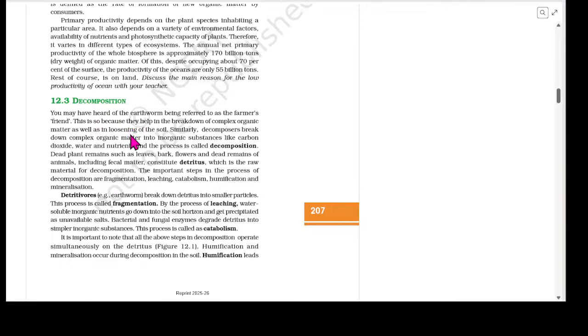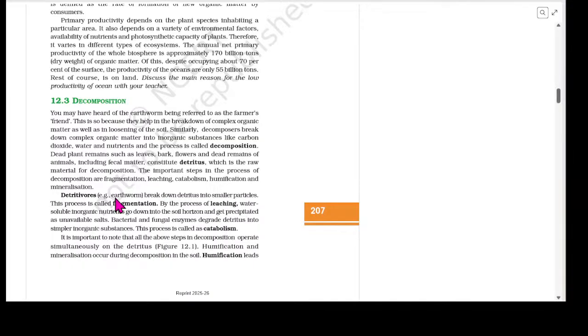soil. Similarly, decomposers break down complex organic matter into inorganic substances like carbon dioxide, water, and nutrients, and the process is called decomposition. Dead plant remains such as leaves, bark, flowers, and dead remains of animals, including fecal matter, constitute detritus, which is the raw material for decomposition. The important steps in the process of decomposition are fragmentation, leaching, catabolism, humification, and mineralization.